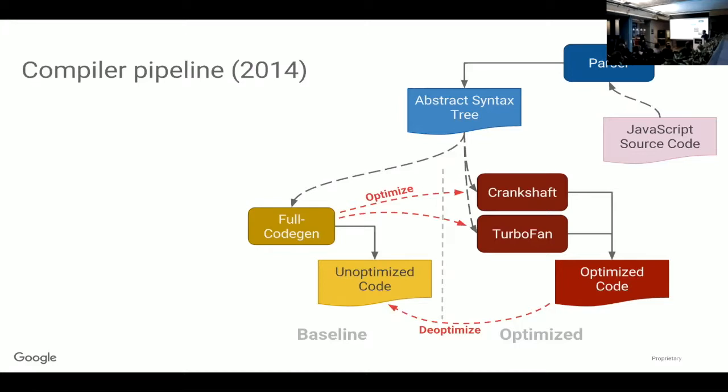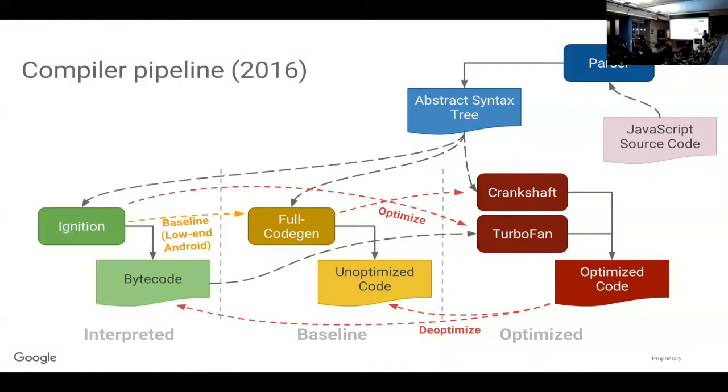TurboFan is more or less the same as Crankshaft, only for asm.js code. So if you wrote JavaScript code in 2014 that was asm compatible, the parser went to the abstract syntax tree, then to the full code gen. The full code gen made unoptimized machine code, and after some iterations, your JavaScript code went to TurboFan, because you wrote asm code, and was optimized to optimized machine code.